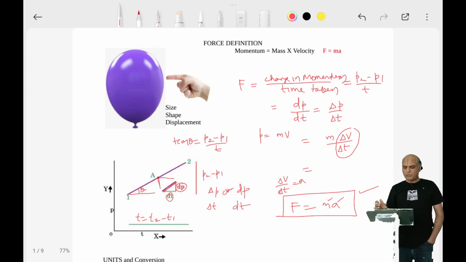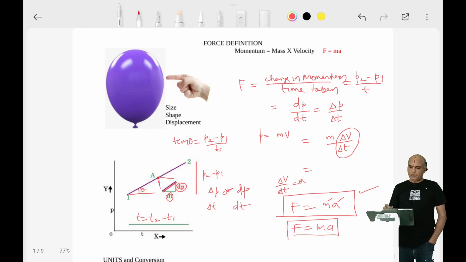So the memory pack to remember is: the greatest force on this planet is Mother Ma. So F is equal to ma. Remember it forever. Okay.